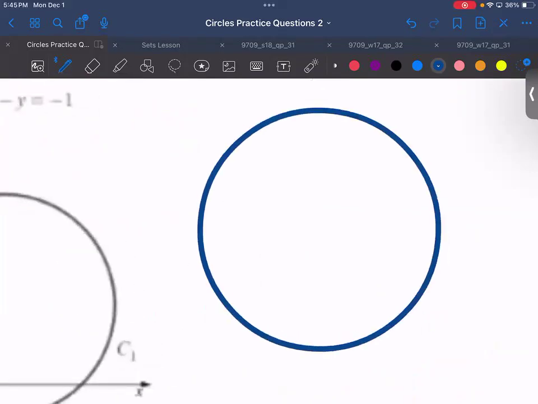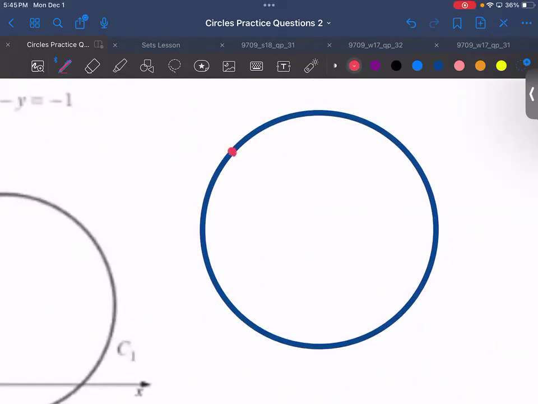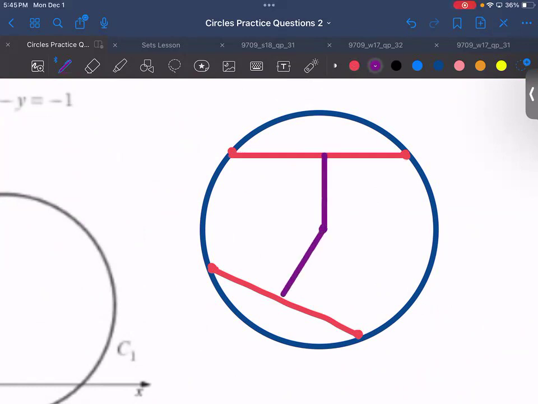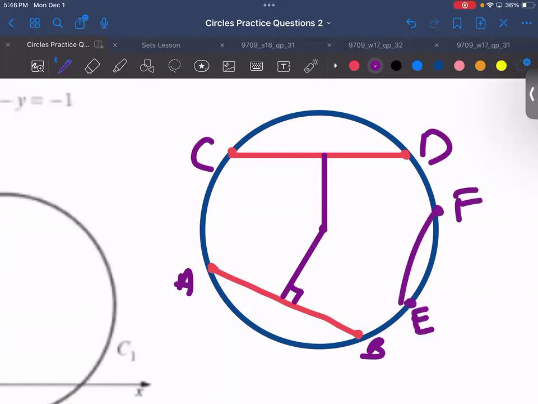Everyone look here. If I make any 2 points over here, all of their perpendicular bisectors, this is what we learned in O levels, will pass through the center. A, B, C, D. I can make E or F over here as well. If I make E and F over here, the perpendicular bisector will pass through the center.